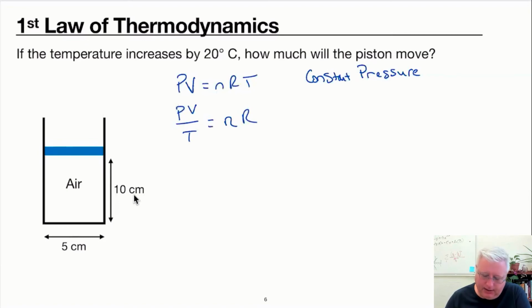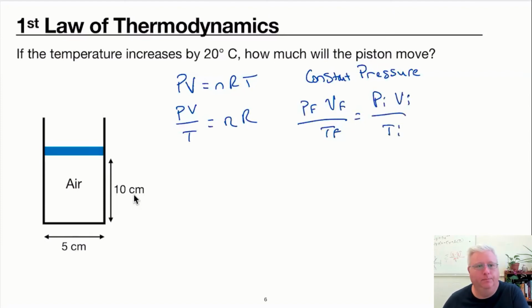So that means that whatever our final pressure, final volume, and final temperature are, have to be the same as our initial pressure, volume, and temperature ratio, right? And it's a constant pressure process, so those pressures will cancel out. But we want to know how much will the piston move. So essentially, how high up will it go? If we increase the temperature, the volume will increase. The piston will rise to certain heights.